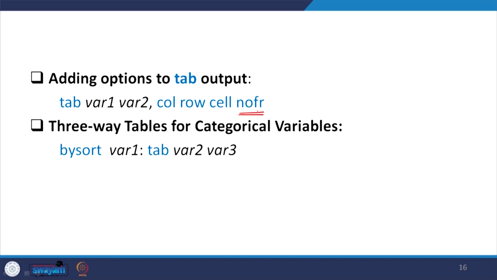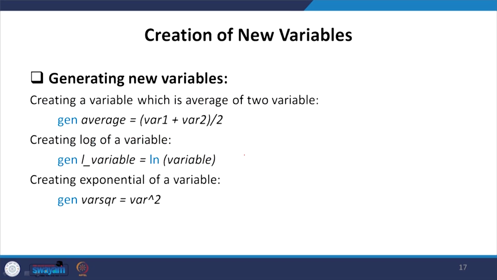Now, a three-way table. Basically, there is a two-way cross tabulation, and if you want to get this two-way information within another, third variable, then we have to sort by the third variable. We start with the variable of interest, let it be variable 1, then you sort through variable 1, then you can tab variable 2 and variable 3, as guided.